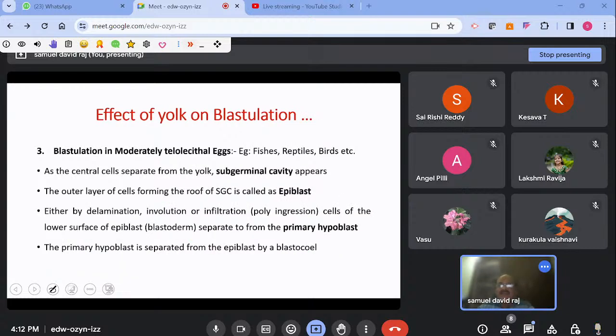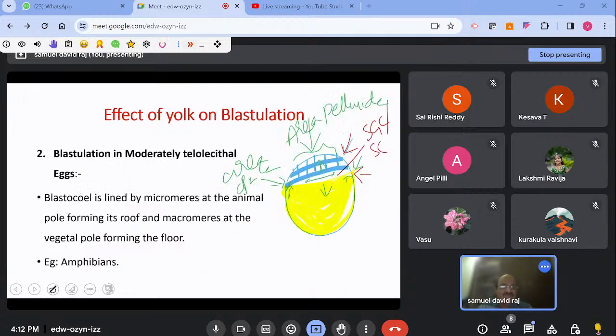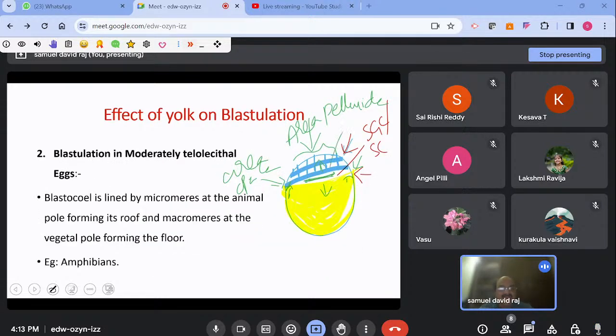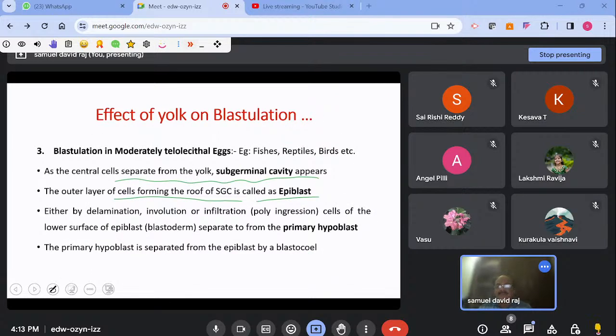Next, as the central cells separate from the yolk, the subgerminal cavity appears. So this is the subgerminal cavity that is appearing. The outer layer of cells forming the roof of the subgerminal cavity is now called the epiblast. So this entire layer, the blue colored one, is called the epiblast.